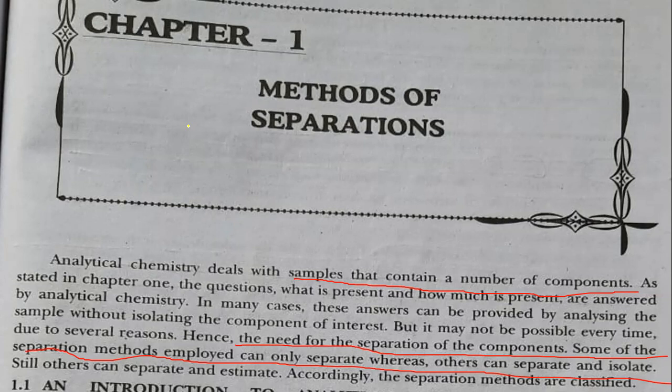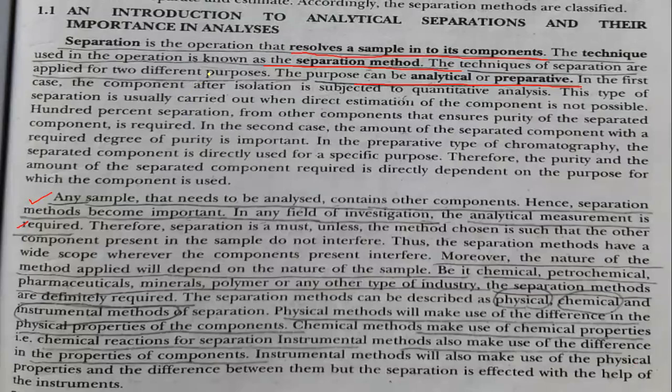What are the different methods which we can use for the separation of substances, impurities or components from any mixture? Analytical chemistry deals with samples that contain a number of components, and there is a need for separation of components. Some separation methods can only separate the components, while other methods can also isolate the required component from the mixture or sample. Here is an introduction to analytical separation and its importance in analysis. Separation is the operation that resolves the sample into its components.